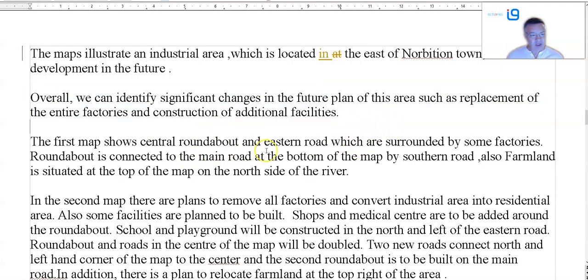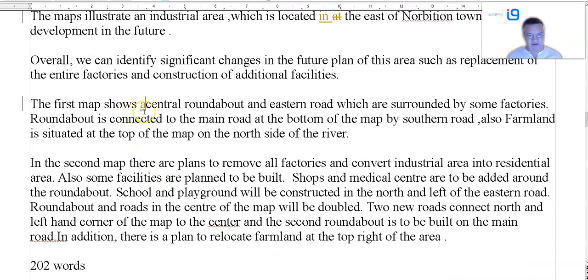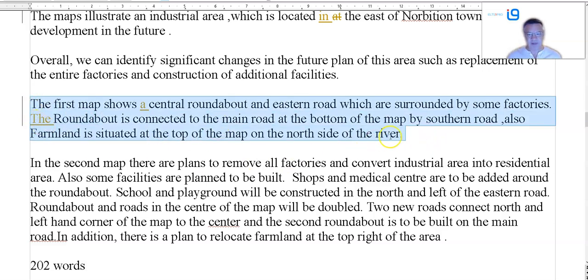Okay. First map shows a central roundabout, a central roundabout is surrounded by some factories. The roundabout, articles. So we're talking about by a southern road, or by a road to the south. Also farmland is situated at the top of the map on the north side of the river. Okay, that's a little bit sparse, there's not so much there.